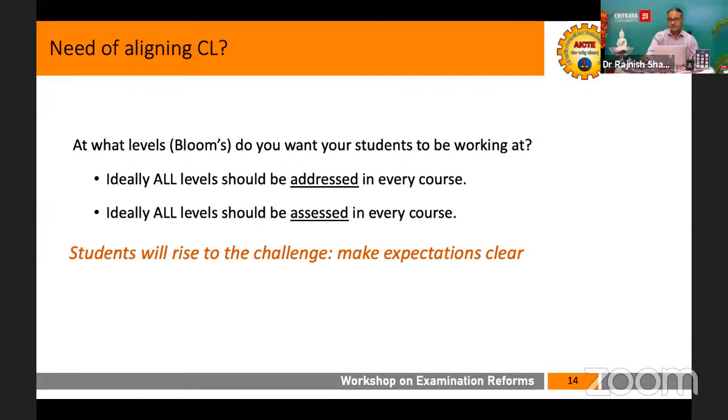Professor Vijay talked about this yesterday as well, and I have also just said this. It is very important that every course must have course learning outcomes. And then there is a very pertinent need to align these course learning outcomes with your assessments also, right? So ideally, all levels should be addressed in every course when you're teaching, and ideally, all levels should be assessed in every course when you're setting the question papers. Very important statements. I repeat: ideally, all levels should be addressed in every course while teaching, and ideally, all levels should be assessed when you're setting a particular question paper.